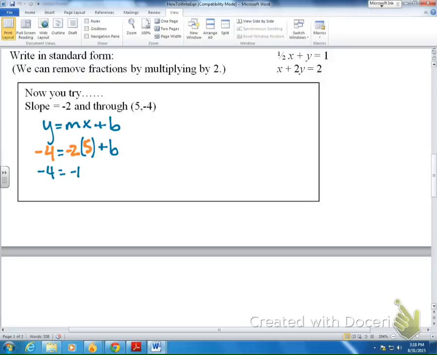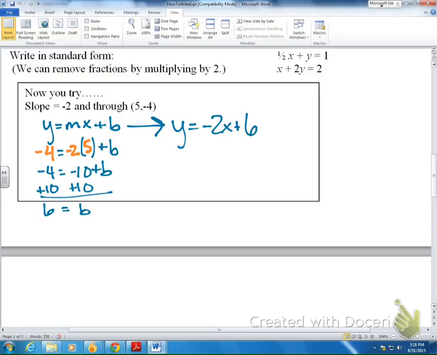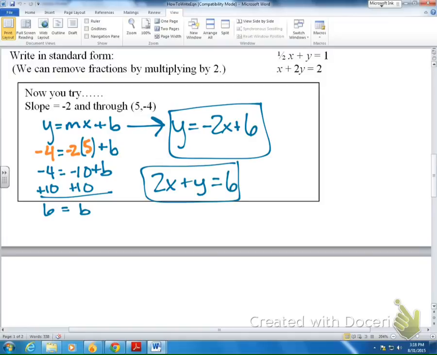So multiply, get 10 to the other side. 6 is b. But what do we do next? We have to write an equation. So instead of m, I'm going to have that -2. And now I can use that b. Once you find b, we have to write an equation for it using the slope. So standard form would be where both x and y terms are on the same side. Add 2x.